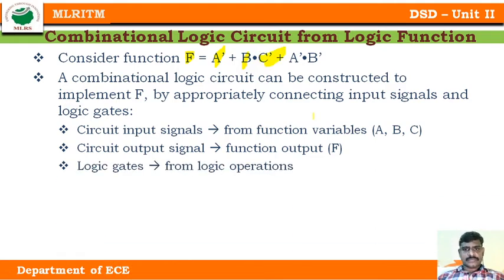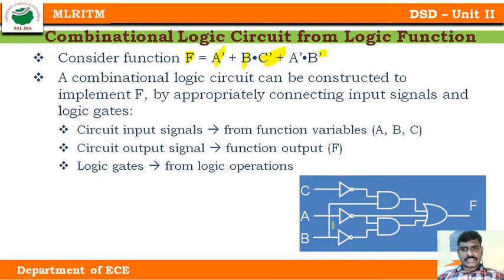Then, for the logic gates, from the logic operators I require AND operators, an OR operator, and one NOT operator also. Now this is the circuit, which means that A bar is connected here. I'll write it here: I got A bar.